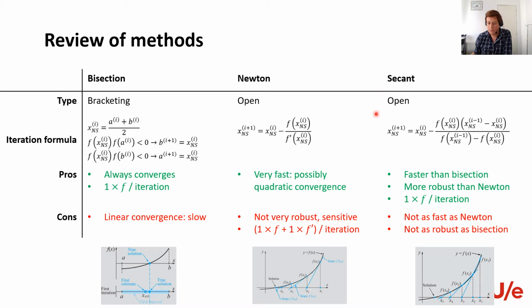A kind of midway approach here was the secant method, which allows you to approximate this derivative using a secant line, which makes it a bit more computationally efficient per iteration. It tends to be more robust. It's faster than bisection, but it's not as fast as Newton. So we have superlinear convergence, not quadratic convergence. And there is also no guaranteed convergence as in the case of bisection.